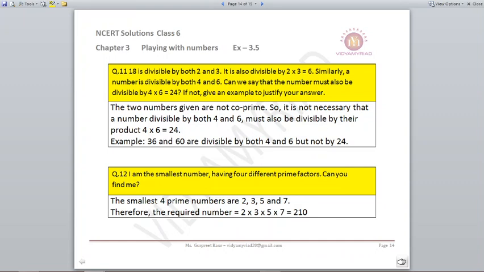Last, I am the smallest number having 4 different prime factors. Can you find me? Now the smallest 4 prime numbers start with 2, after 2, 3, then 5 and 7. These are the 4 smallest prime numbers. When you multiply them together, you get 210. So I have found you.